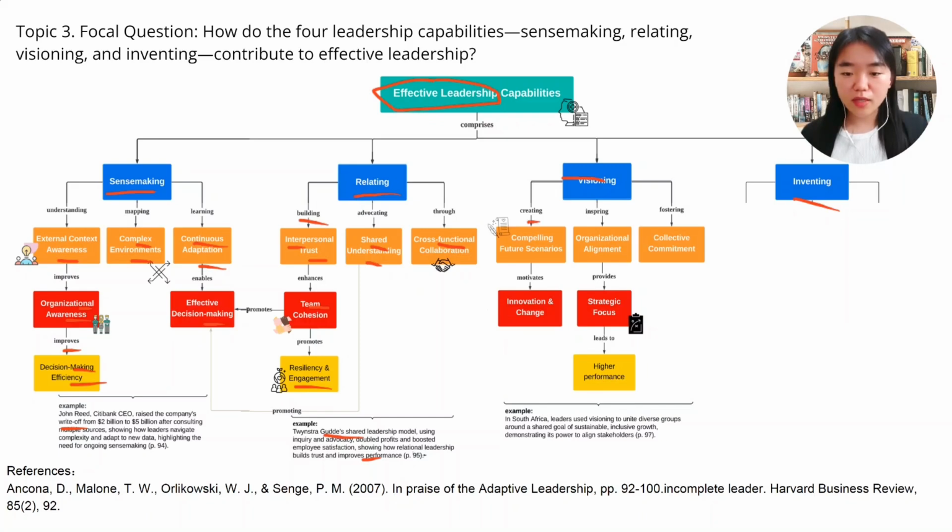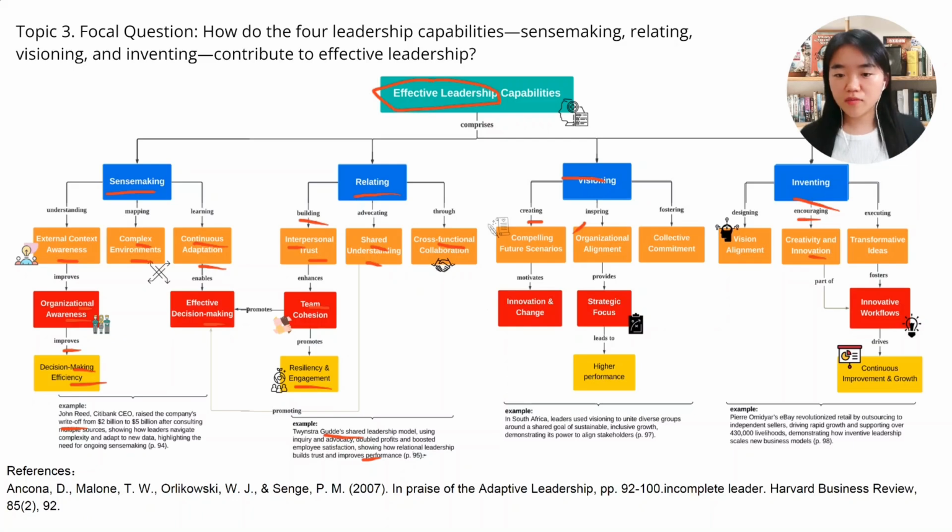Visioning involves creating and comparing future scenarios, and inspiring organizational alignment. Comparing future scenarios motivates innovation and change. Organizational alignment leads to higher performance by providing a unified strategy for focus. Collective commitment inspires teams to follow a shared purpose. An example is in South Africa, where leaders employed visioning to unite diverse groups around a shared goal of sustainable growth, demonstrating its ability to align stakeholders.